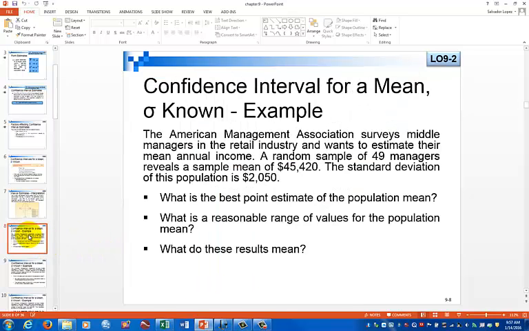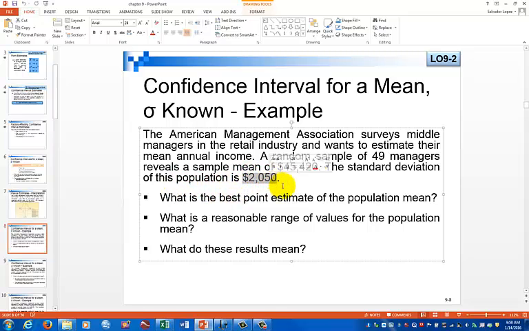For example, the American Management Association surveys middle managers in the retail industry and wants to estimate their mean annual income. A random sample of 49 managers reveals a sample mean of 45,420. So this will be our point estimate. The standard deviation of this population is 2050. So notice this is the case when we know sigma. And so sigma is 2050, x bar is 45,420, and n is equal to 49.